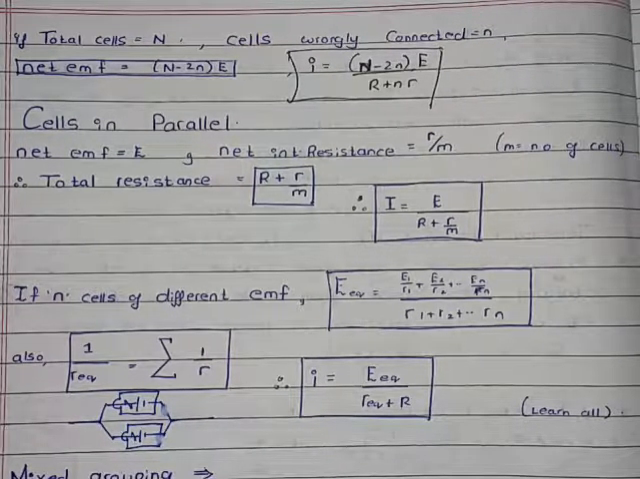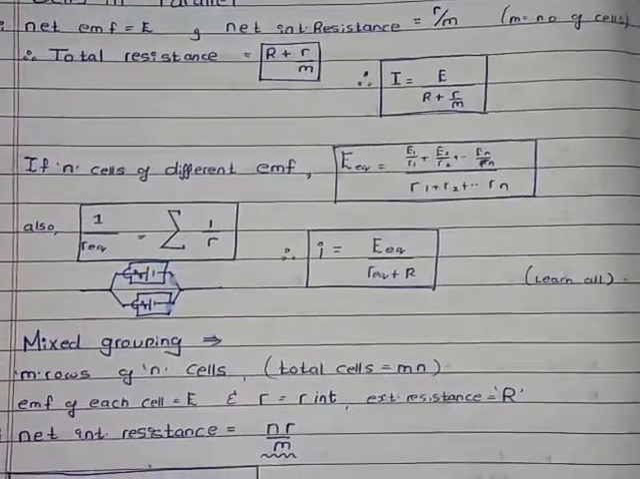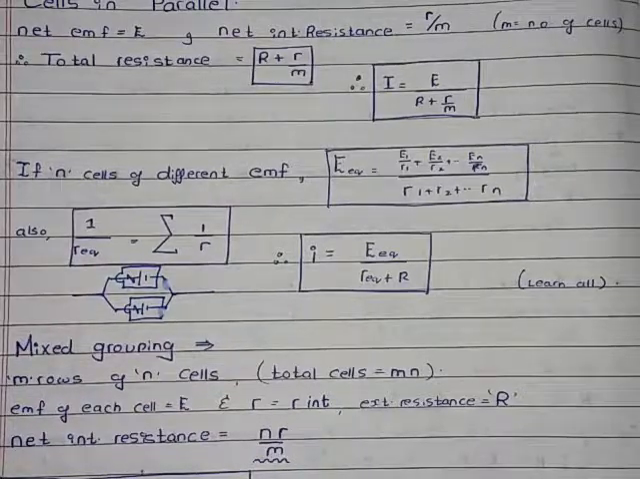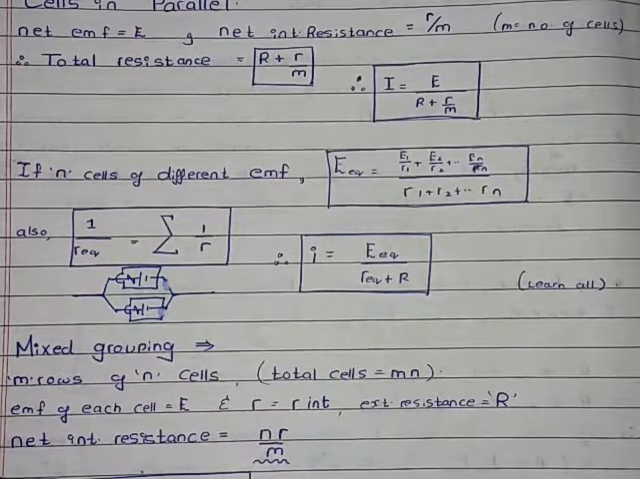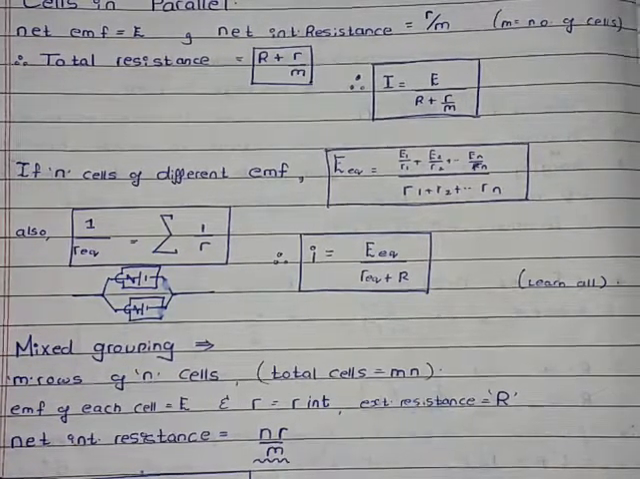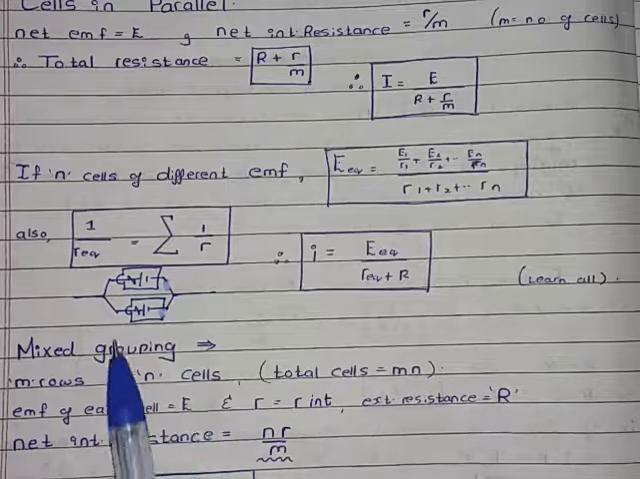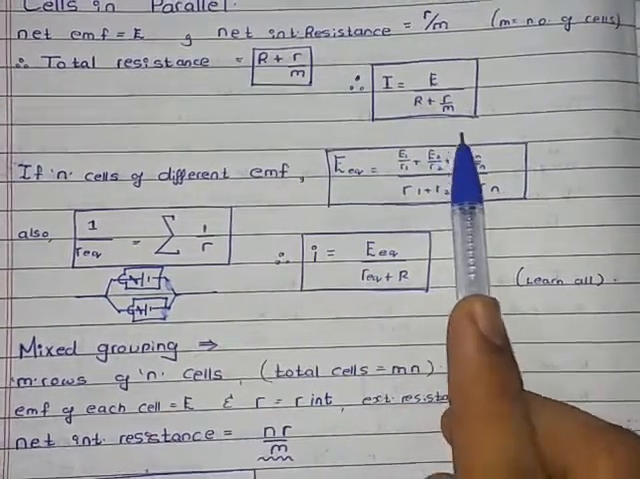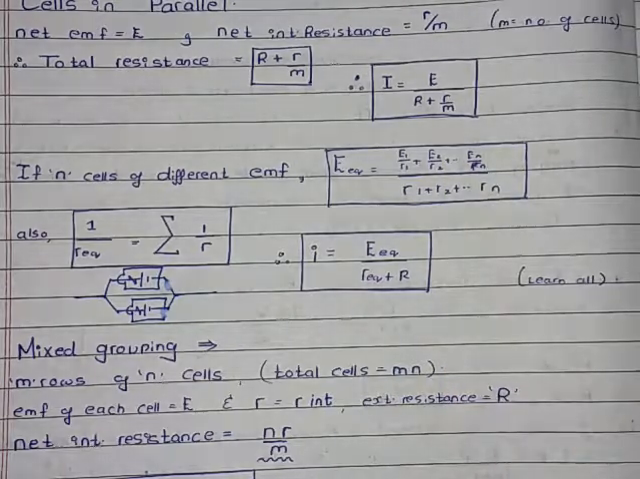Now we have cells in parallel. Let the net EMF be E and the net internal resistance be r by m, where m is the number of cells. So in parallel, as we can see in this diagram, the total resistance is R plus r by m, where R is the external resistance, and the current is E upon R plus r by m, V by R.